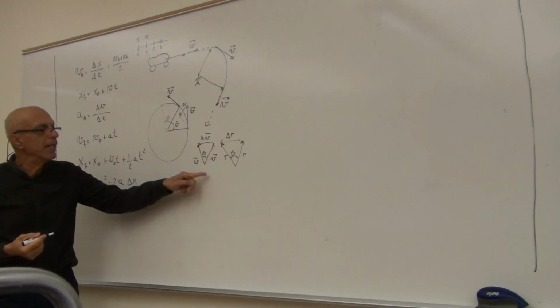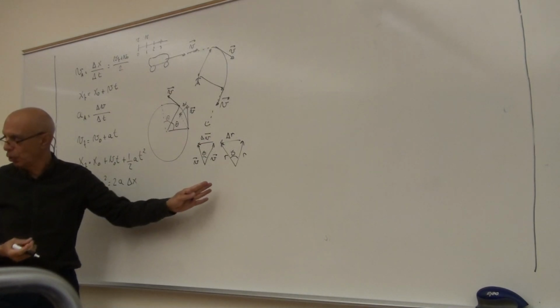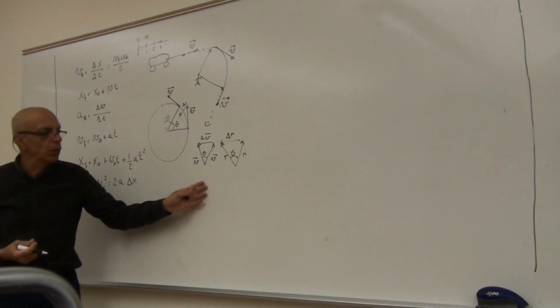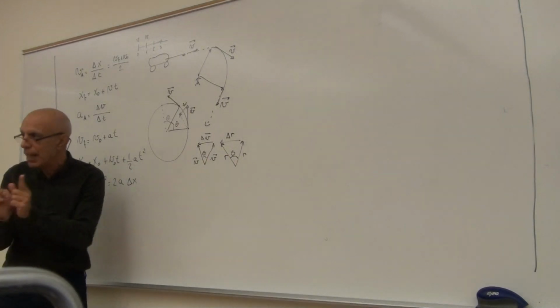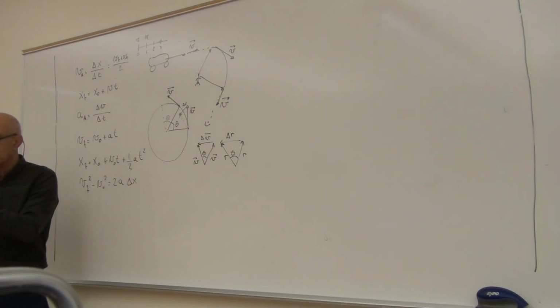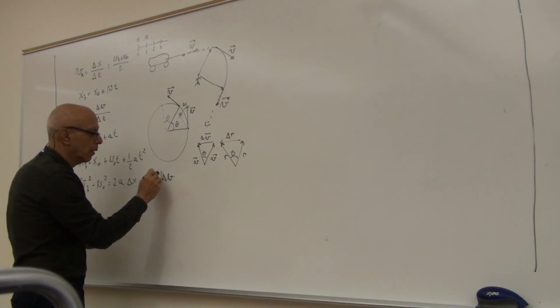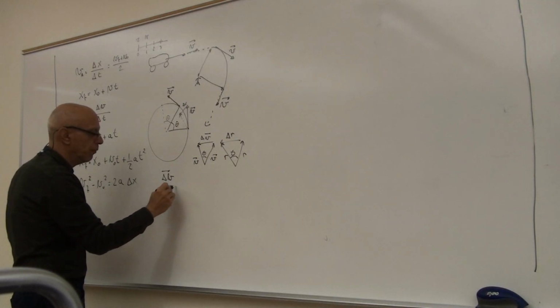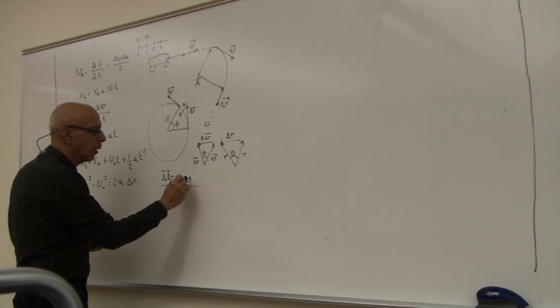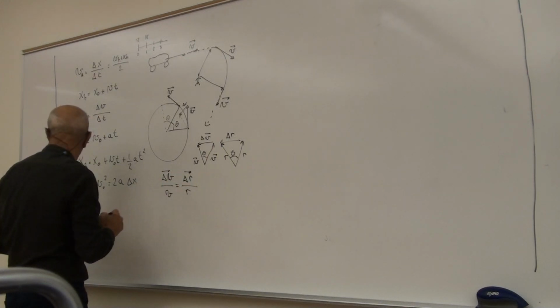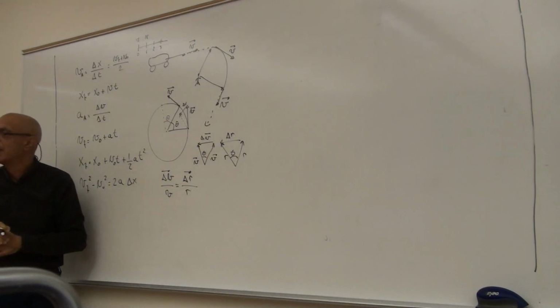So I can make a proportion here, because those are two triangles with the same angle. I can say that delta V over V is going to be delta R over R. Okay?